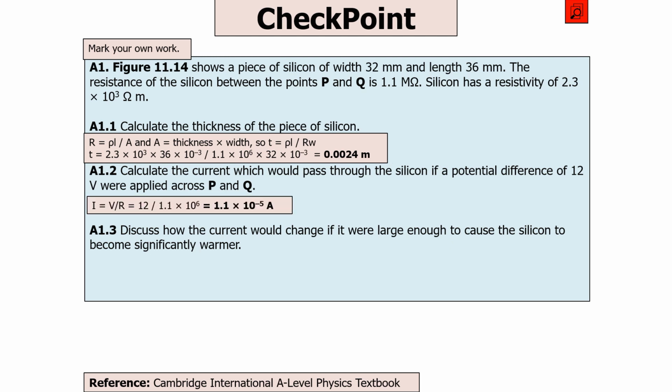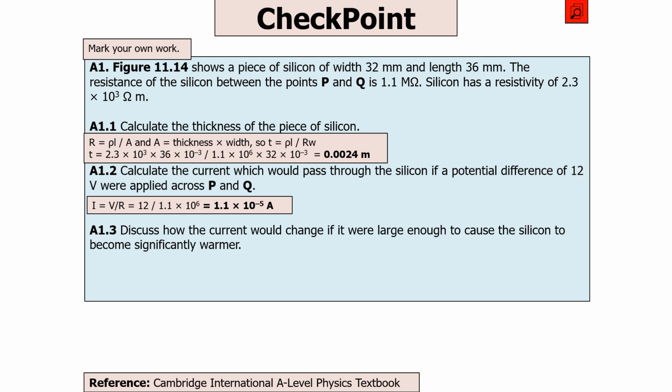The next one, in terms of the current, well, current equals potential difference over resistance. We're given the potential difference in the question, and we know the resistance because you're given it in the previous question, so it's 1.1 times 10 to the 6. So the answer is therefore 1.1 times 10 to the minus 5 amps.